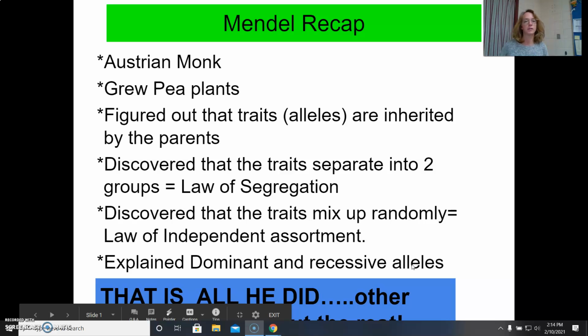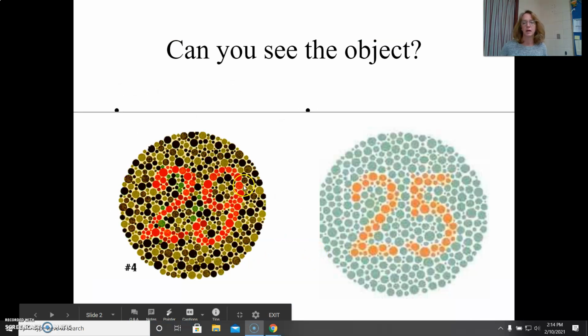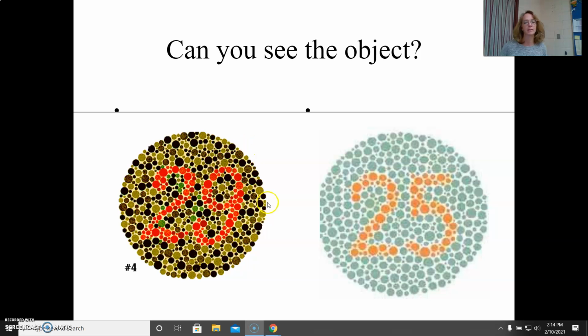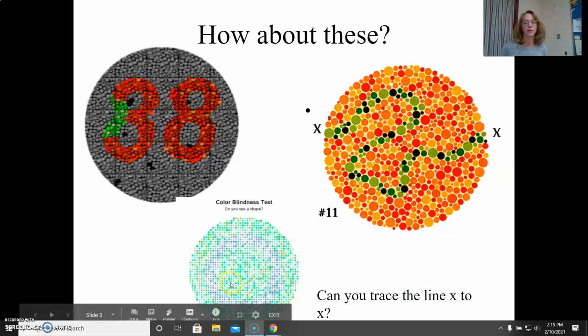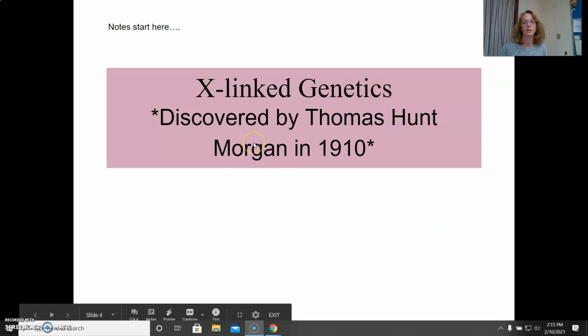From here on out, we're going to talk about a lot of different types of inheritance patterns, and you do need to know that all Mendel gets the credit for is understanding dominant versus recessive. So X-linked traits. If we were in class, we would do this, but if you can't see the numbers in here, that is probably because you are colorblind. Same with the green and the red here, if you can't see the blue and the green here, and the green and the red, you are colorblind.